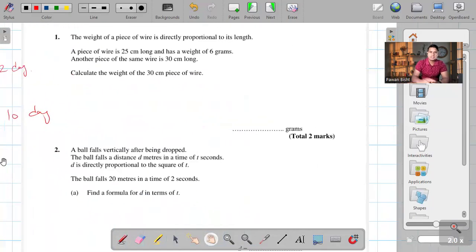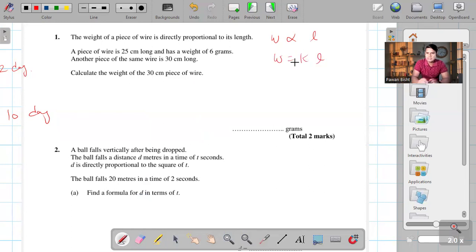First question is this: the weight of a piece of wire is directly proportional to its length. Weight is proportional to length. So let us denote weight with W and length with L. Now you must have studied in physics also that whenever we remove the proportionality sign, a constant K comes. So here also, when we remove the proportionality sign, a constant K comes. So W equals KL.